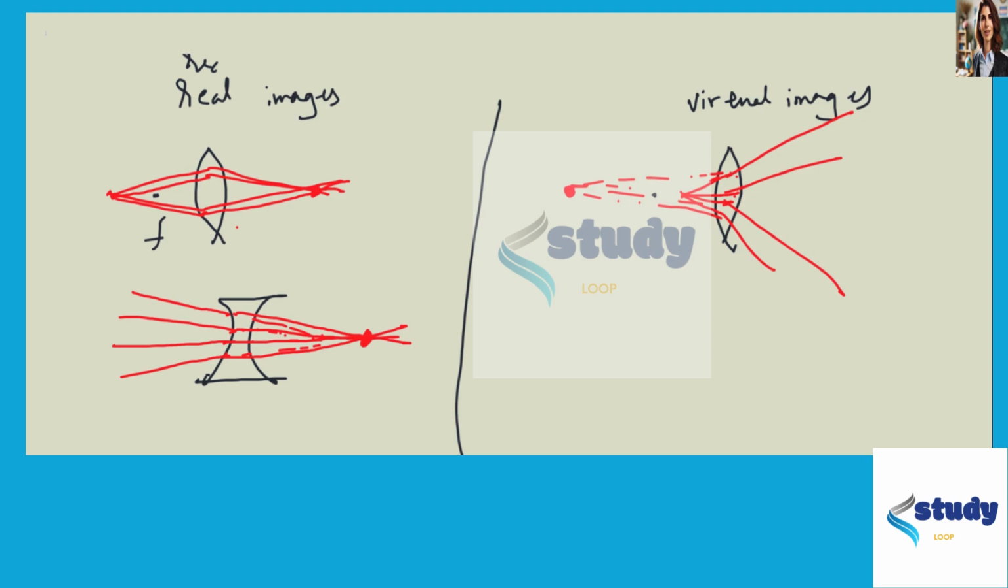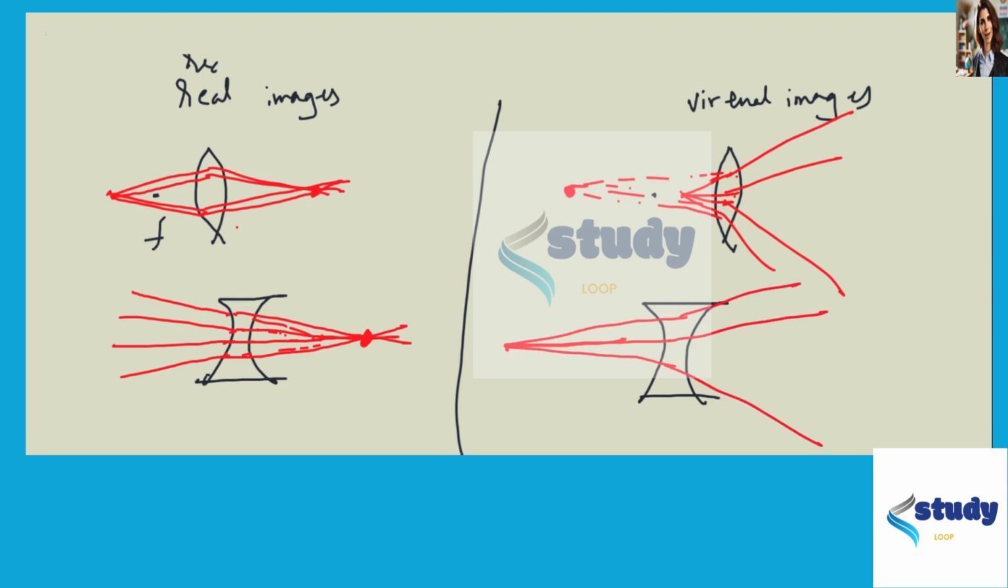Now, what about a diverging lens? For a diverging lens, it is very simple. If you simply have an object somewhere far away beyond the focal length, the light rays would diverge and the image formed would simply be virtual. You would simply retrace the steps, and this would be the virtual image.